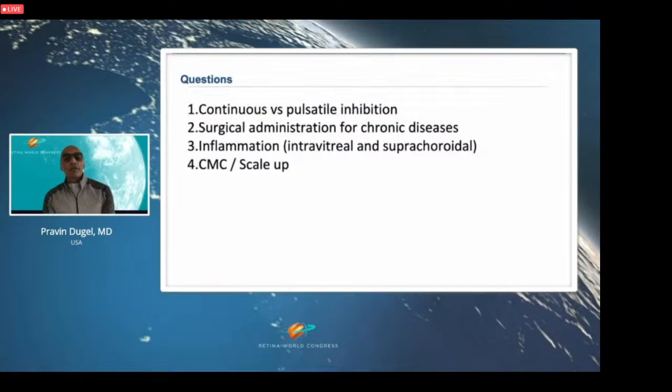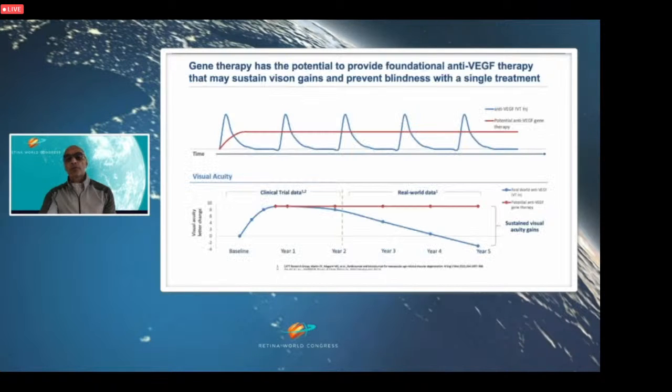As impressive as this data is, there are some questions that still remain. There are 4 that are top here, which is continuous versus pulsatile inhibition. Is surgical administration for chronic disease really sustainable? And what about inflammation, the intravitreal, and possibly, although not reported yet, the suprachoroidal? And finally, one that's beyond the scope of what we're talking about, CMC. There are major challenges as far as manufacturing is concerned.